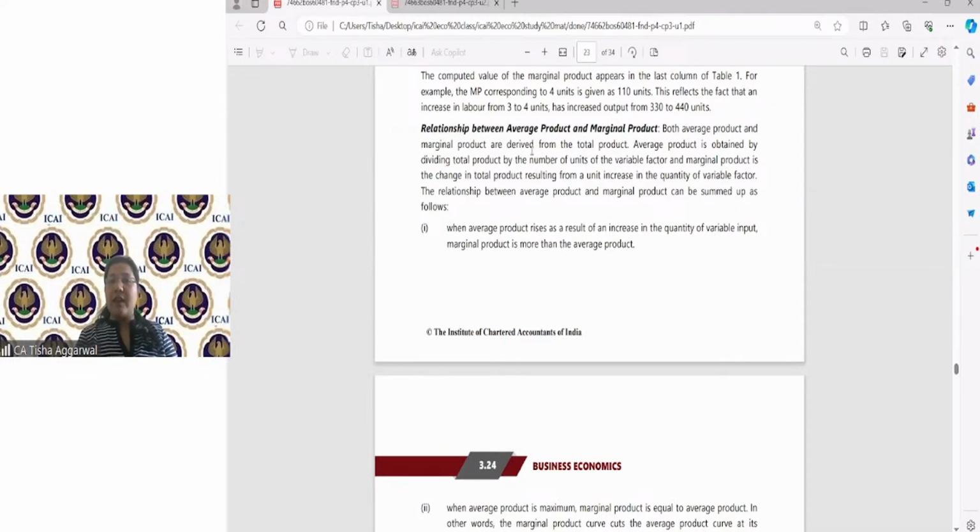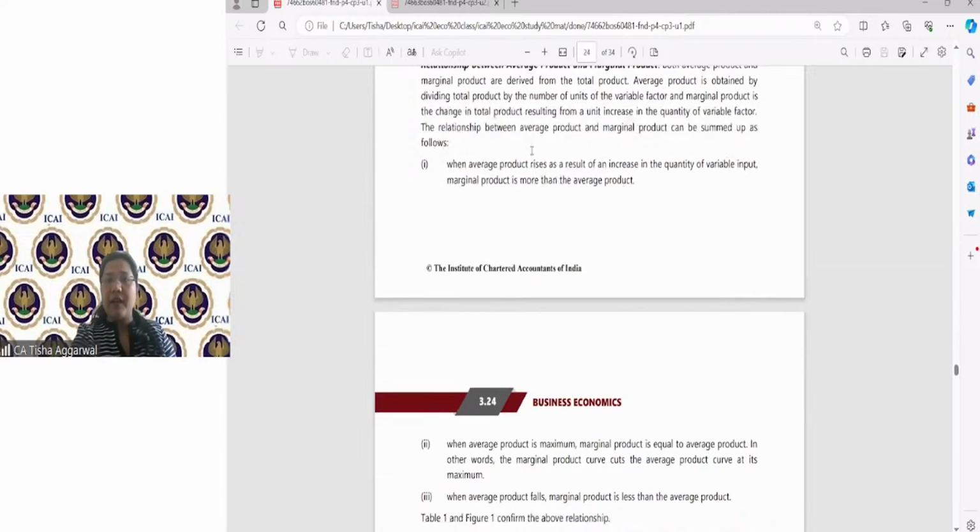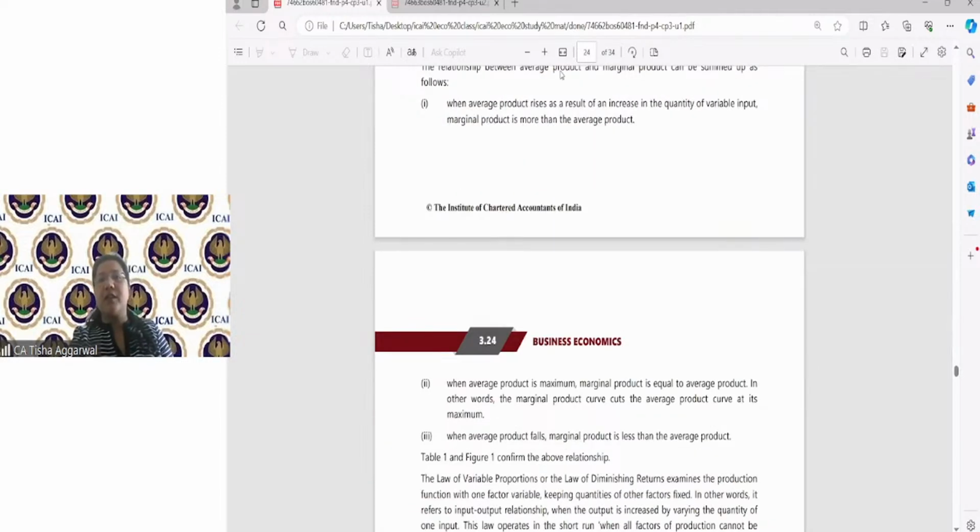Whenever we talk about the average product and the marginal product, the first thing we need to understand is that it rises as the quantity of the variable input increases. When the average product is maximum, the marginal product is equal to the average product, and this is how it is going to go.